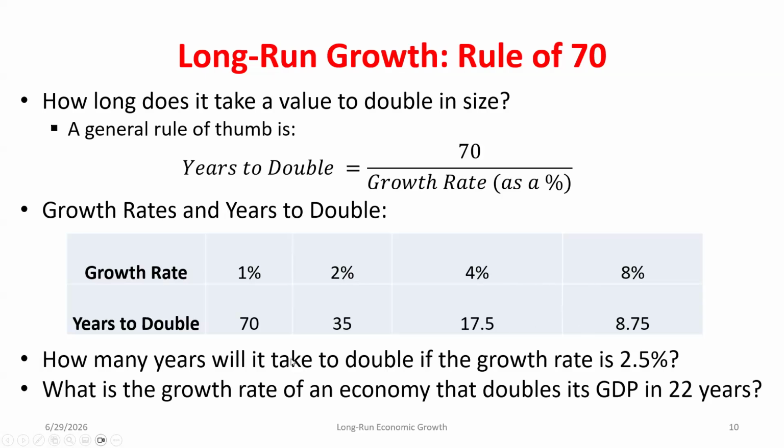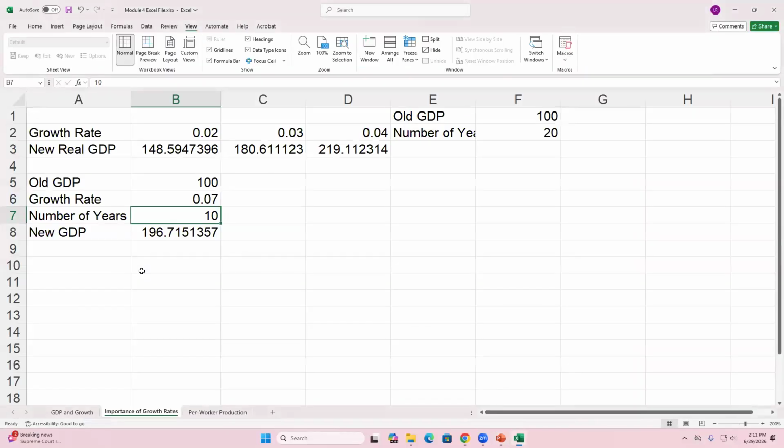So I could answer some of the following questions. How long would it take for my economy to double if the growth rate is 2.5%? And also, assuming that the GDP doubles in 22 years, what would the growth rate have to be? I can take these, and we'll do the work in Excel. So it shouldn't be too bad. If I have a constant growth rate of 2.5%, my general rule of thumb tells me that it should double in 70 divided by that growth rate as a percentage. So 28 years.